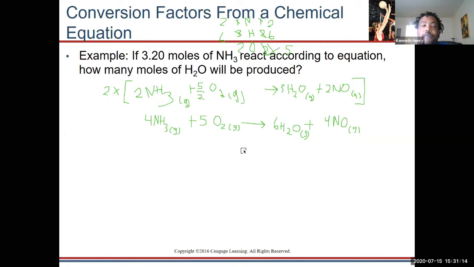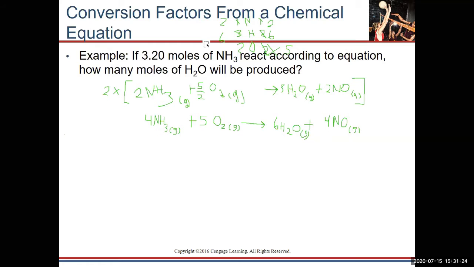Okay, so now we have a balanced equation, right? So now that we have a balanced equation, we can go to our equation and figure out what's given to us. So what's given to us? And what do we want? H2O. How many H2O?